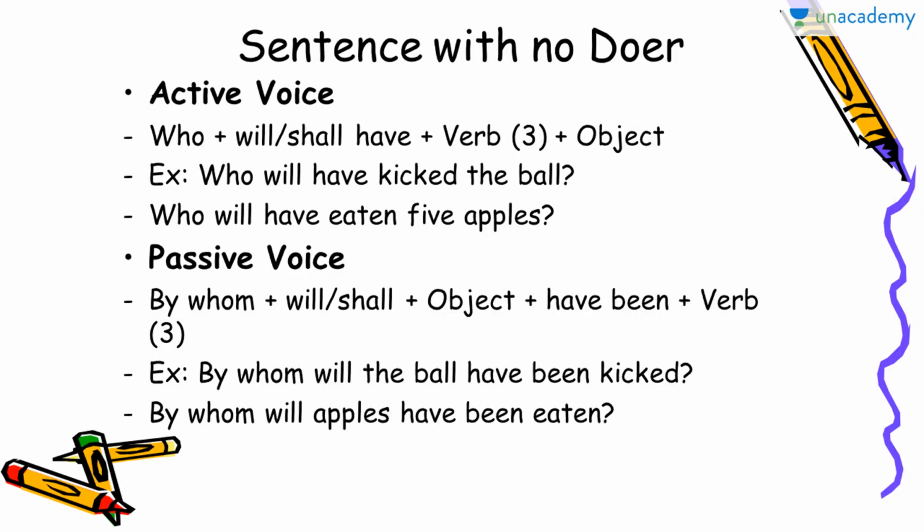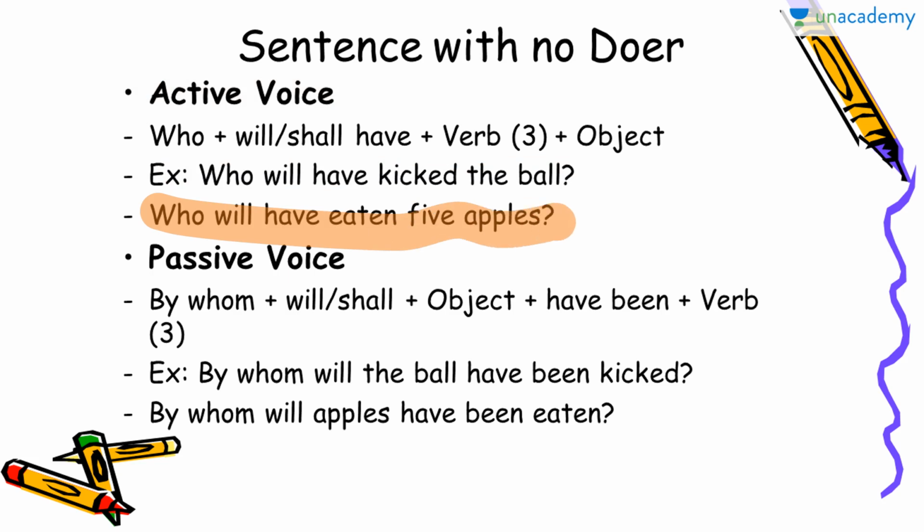Next we see the last type of sentence, with no doer. These are the sentences when we ask a question to know who has done the work. So in active voice, the sentence starts with who, followed by will or shall, and then have, then verb third form, and then object. There is no subject in active voice in this kind of sentence. For example, who will have kicked the ball? And then we will get the answer of the name of the subject. Who will have eaten 5 apples?